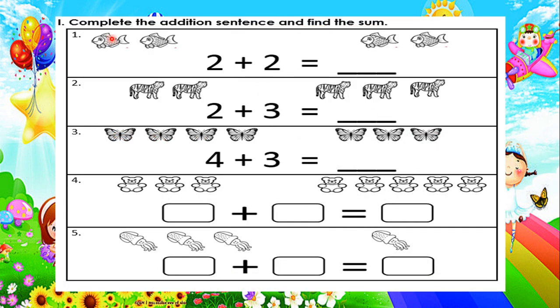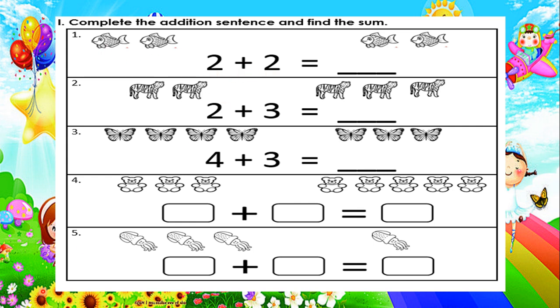Okay, complete the addition sentence and find the sum. Okay, so let's take number 1. So again, when you say addition, it means you are going to put things together. And you can see here also the symbol for addition, which is called the plus sign. So if you see this sign, it means you put things together, or it means you need to add. Okay, so here in number 1, you have here 2 plus 2.